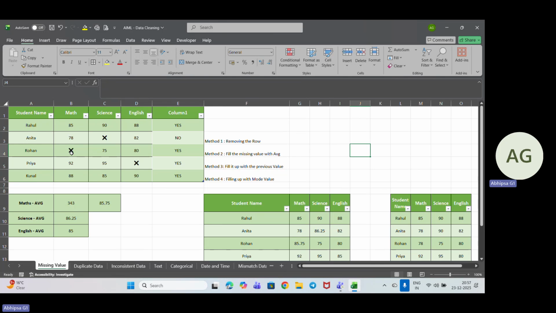And coming to the fourth, filling up with the mode value, we will do that basically for categorical values like yes, no, male, female. This kind of value we will fill with the mode value in case of missing values. Okay, so this is all about handling missing values. All of the techniques we have discussed are specific to a column, its title and the data type that the records of the column are taking. So based on that, we need to choose the methods accordingly and wisely.